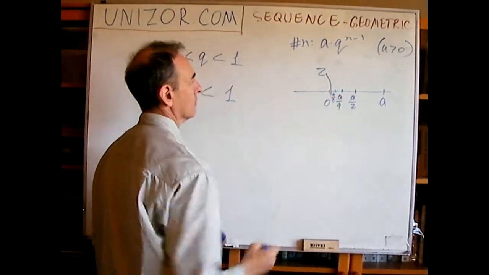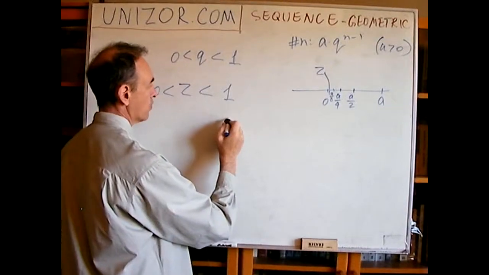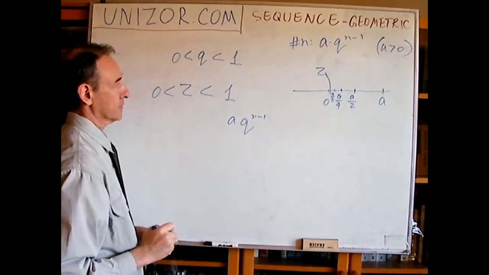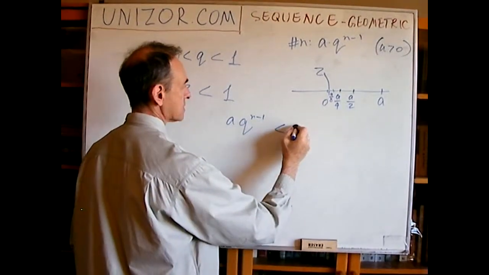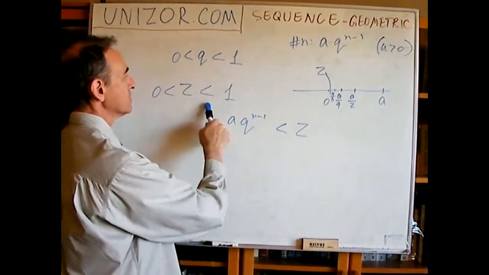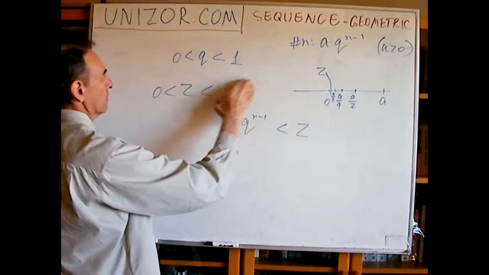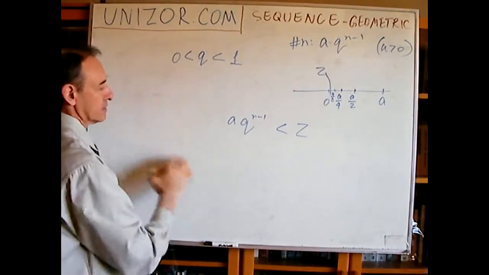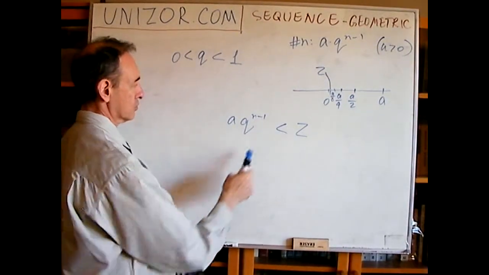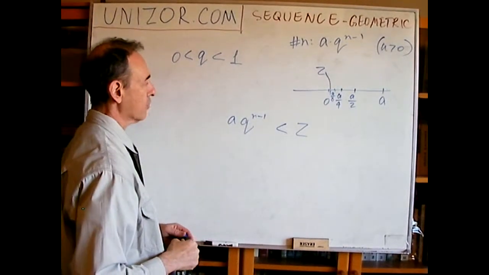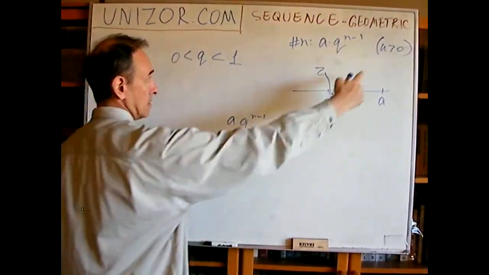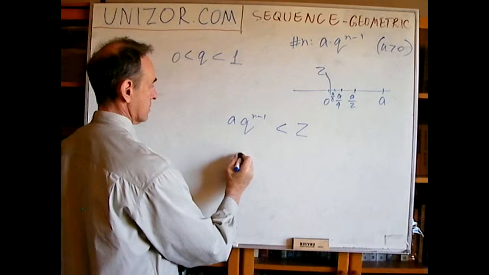It's somewhere here. And I'm looking for the case when my general member of geometric progression becomes less than z. I mean, obviously, if z is greater than 1, I don't really need this restriction, because obviously if z is greater than 1, it will be the same formula. All right, so what can we do to solve this particular inequality for n? Well, obviously the first thing is we divide by positive a to get this.